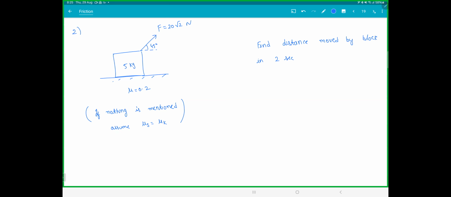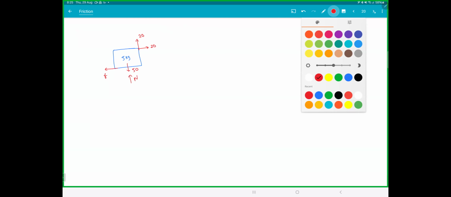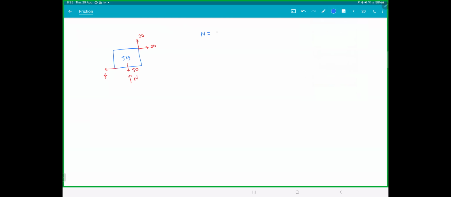N is not 50. I just told you, the vertical component of F is there. N is not mg. Don't write it blindly. Step 1. Choose a system. Draw the FBD. This component is 20. This component is 20. This is 50. This is the normal reaction. F is backward. Again, I'm not writing F max. So what is N here? N is 30 newtons.